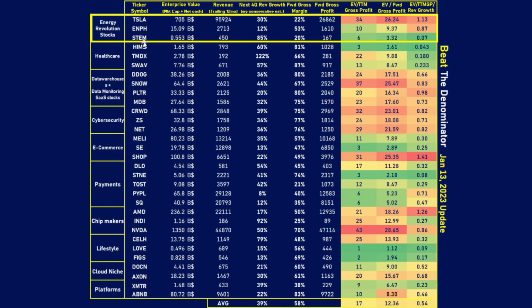The last stock in the energy revolution stock segment, and why do I call it this energy revolution stock? Because these stocks are all revolutionizing energy. Granted, I could have put Tesla in AI too, but I put it in energy today. I call these energy revolution because we're seeing a shift in how energy is used and produced, and namely, we're going full electric. That's my belief.